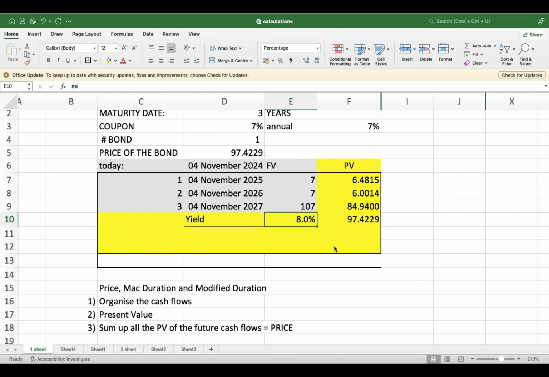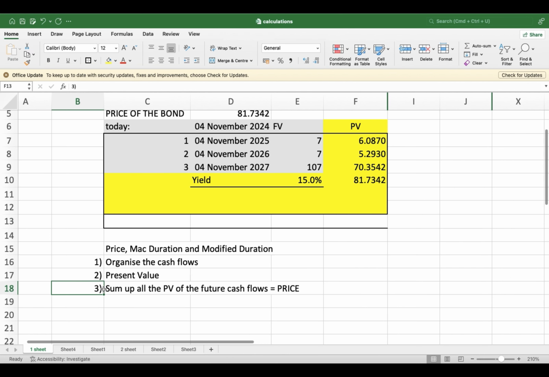If the yield keeps going higher, 9%, the price keeps falling. So what it shows is that generally in bonds, there are two parts to the total investment. One is the coupon that I'm receiving, and second is the price movement.